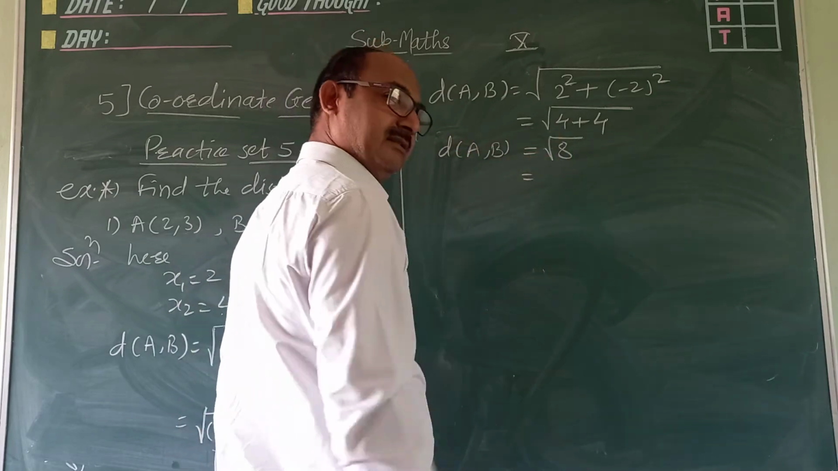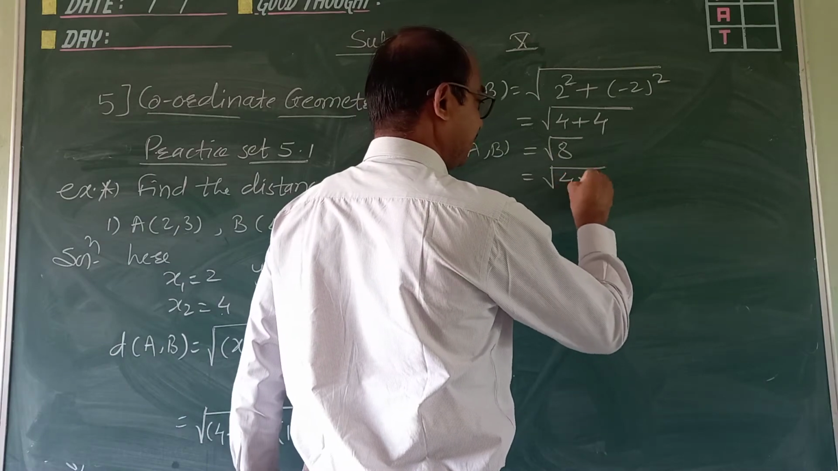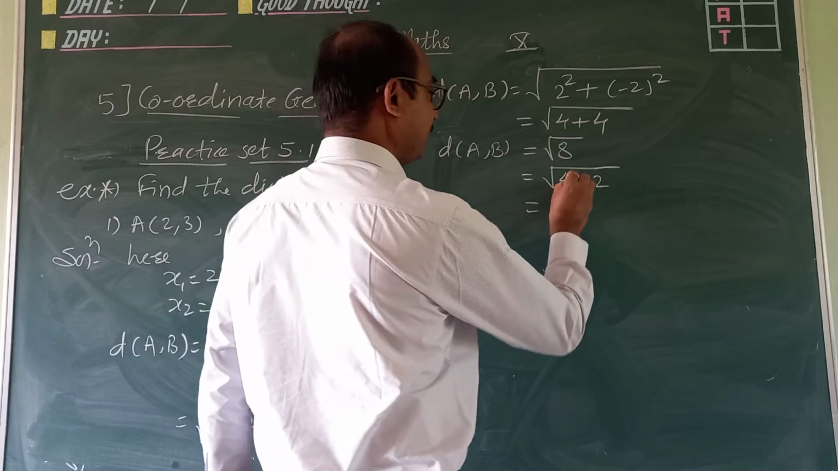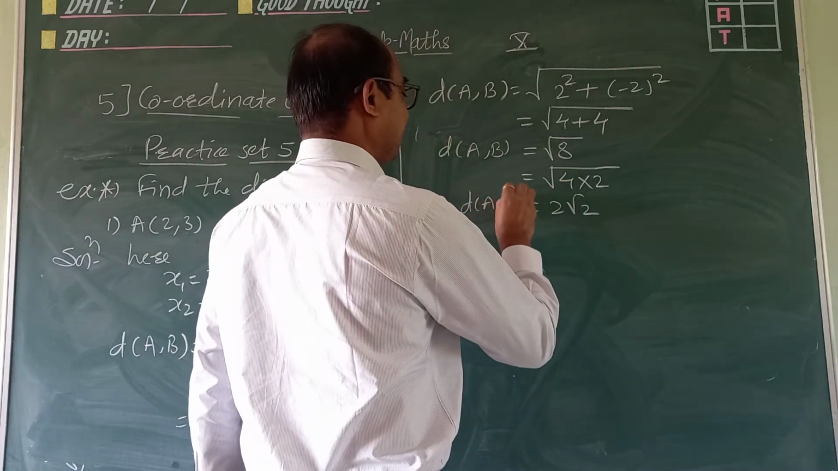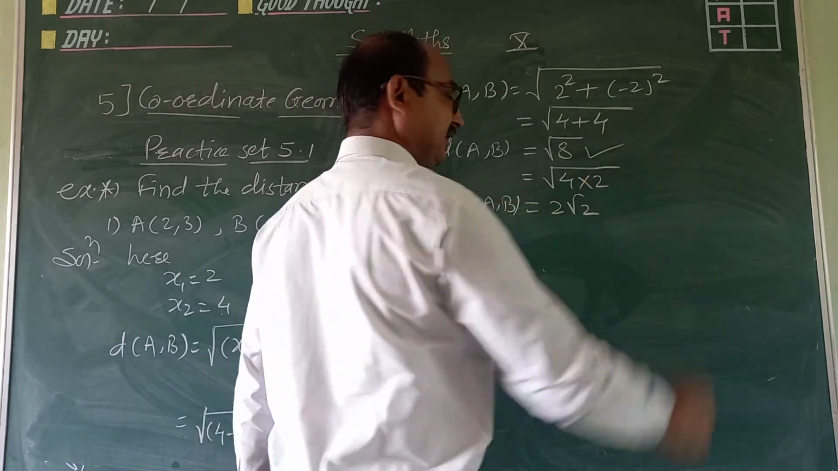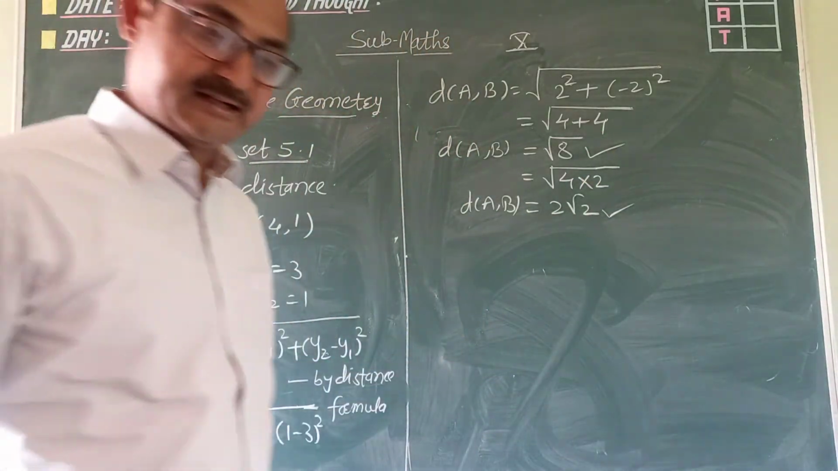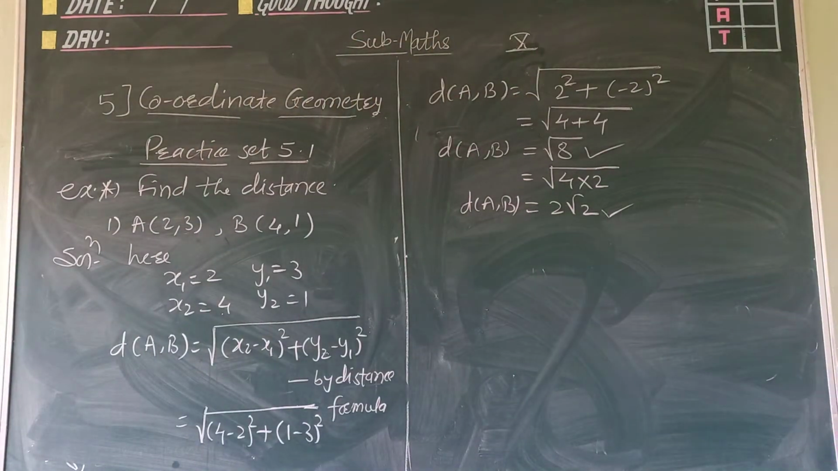So if factorization is possible and one factor is a perfect square, like this you can also write: 8 means 4 times 2, so the root of this is 2 root 2. Like this also you can write. Both these answers are correct. Either you write this one or that one, both are correct. So using the distance formula, you have to solve such simple examples.